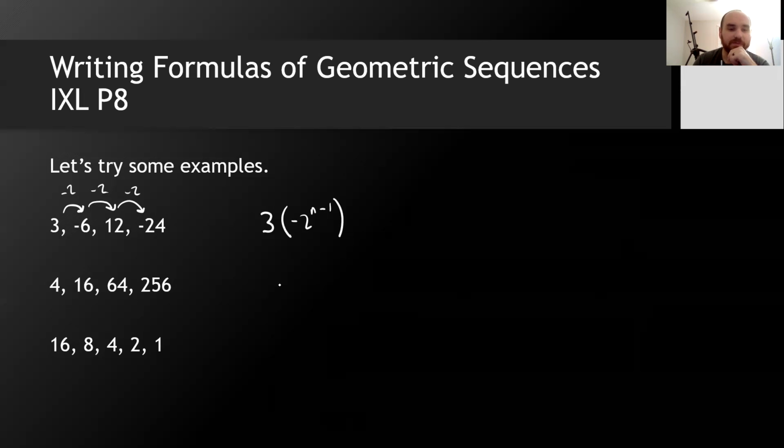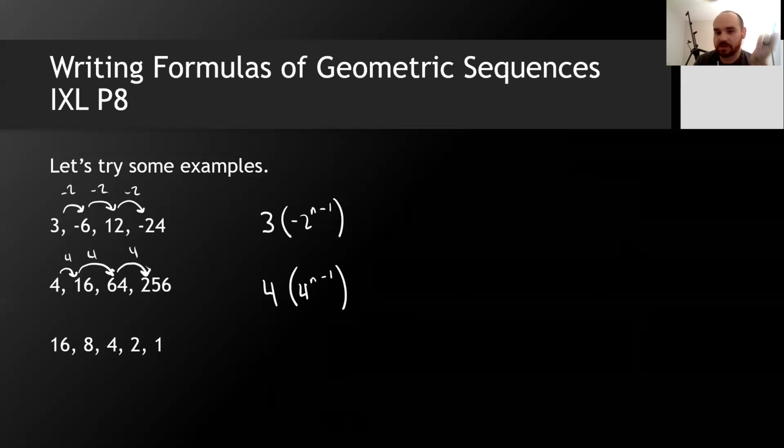So this one, we've got 4 is the first term. The multiplier is 4. So each time we're multiplying by 4. So we're going to have 4 times 4 to the n minus 1.